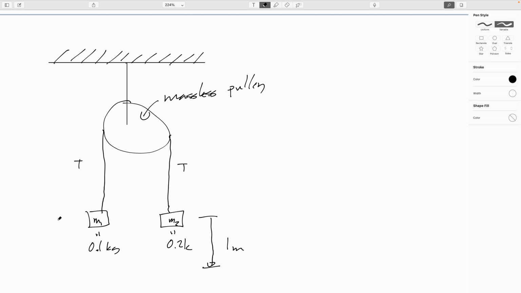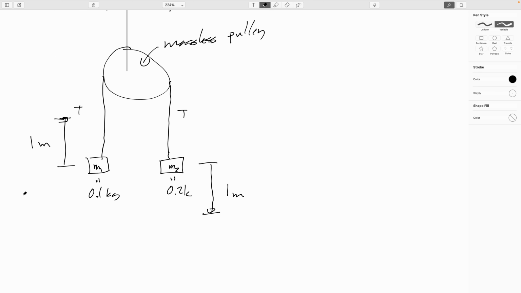So that one will go down 1 meter. That one will go up 1 meter. At the end of the motion, what we'd like to know is how fast our masses are going. So we know from our common sense, this one's going to go up, that one's going to go down. And notice here I asked how fast, not what the velocity was.